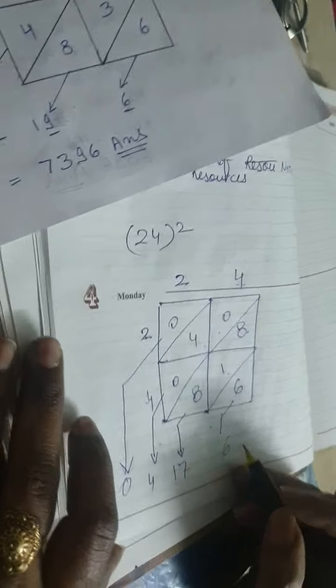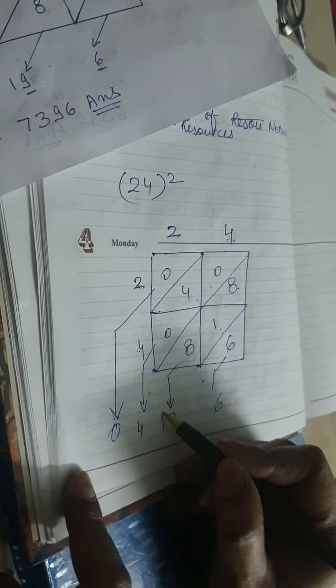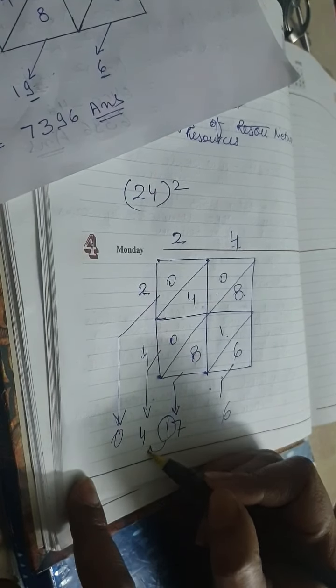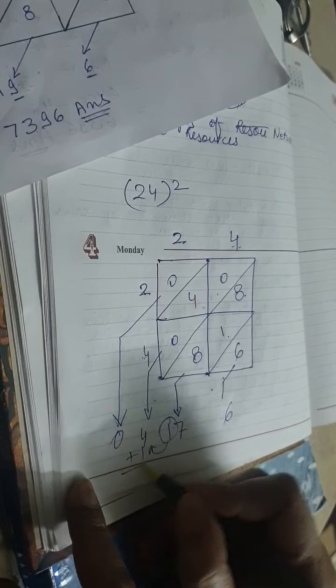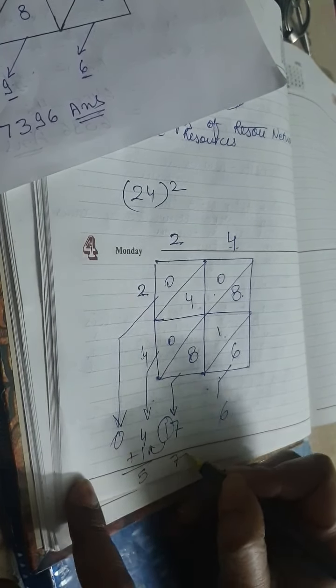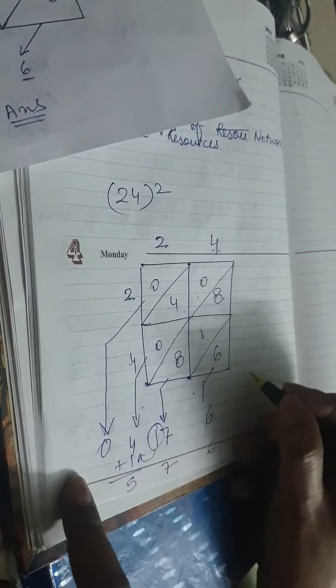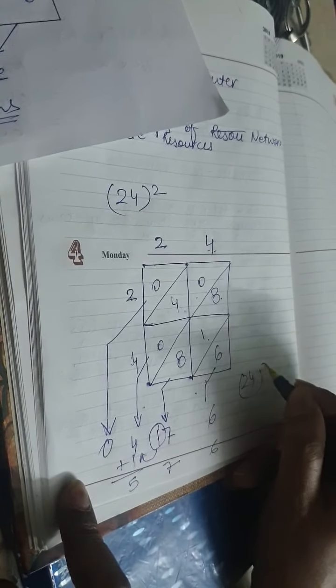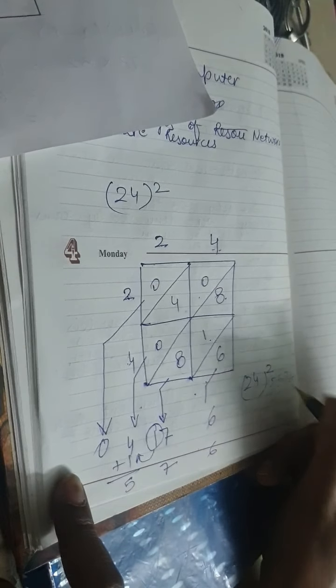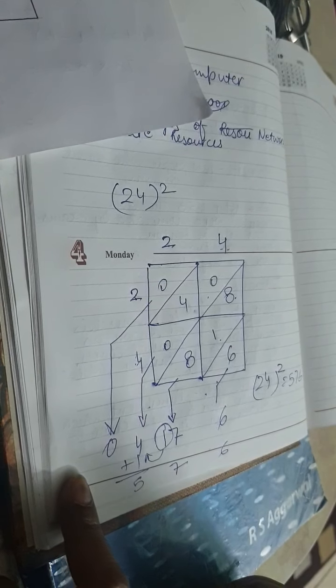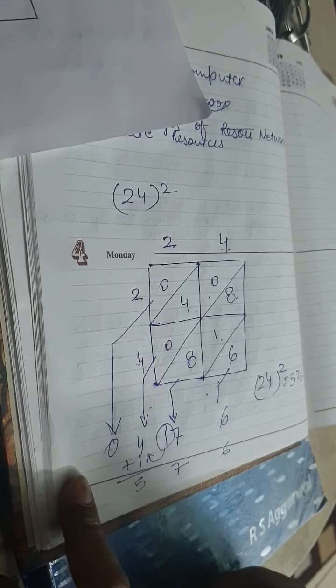Now the last step is to forward this 4 here. So your answer will be 5, 7, 6. In this way, you can write that 24 square is equal to 576. Clear?